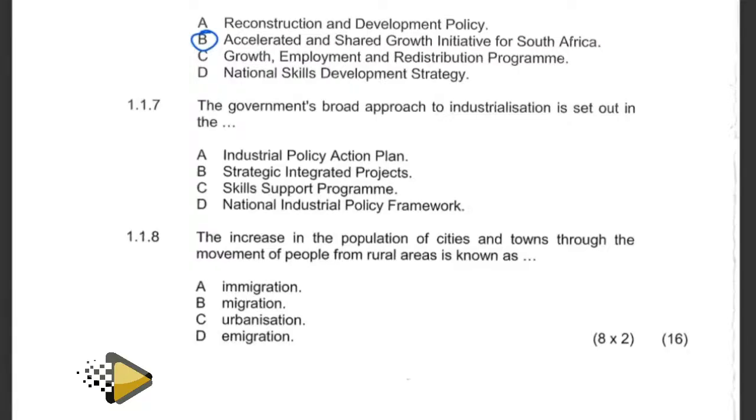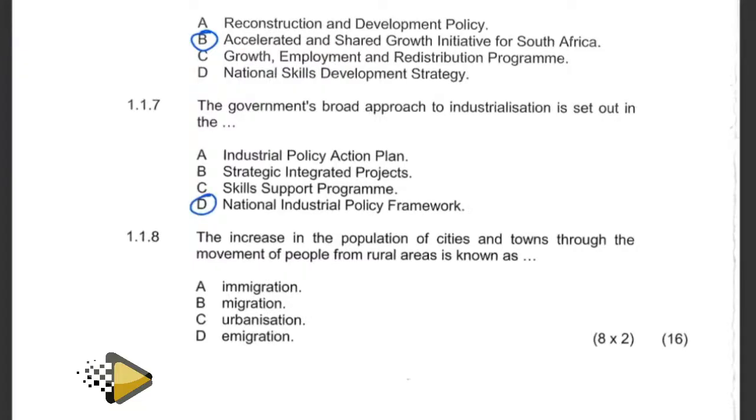The government's broad approach to industrialization is set out in the dash. So if you still remember, grade 12s, I always tell you that you must go through the set of options given before you choose your appropriate answer. And I always tell you the reason why I advise you to do that is because most of the given options are pretty similar to one another, where one might end up making some silly mistakes. Okay, right. So now 1.1.7, our appropriate answer is going to be National Industrial Policy Framework.